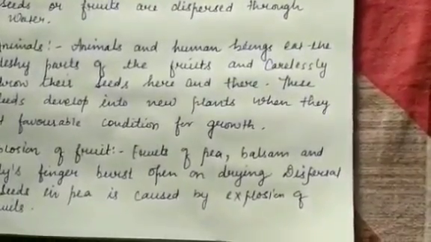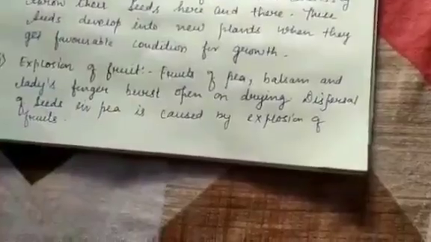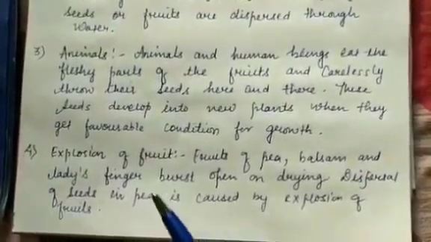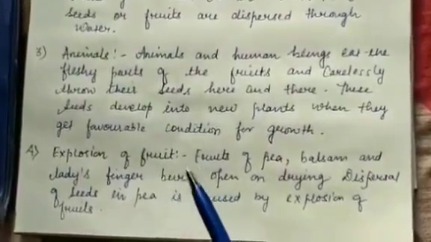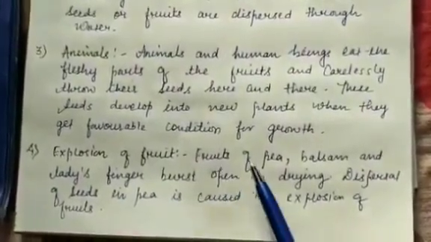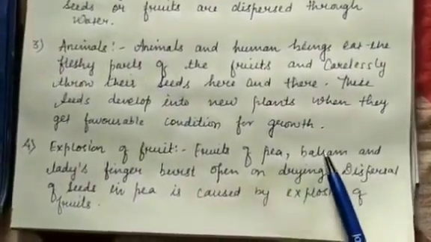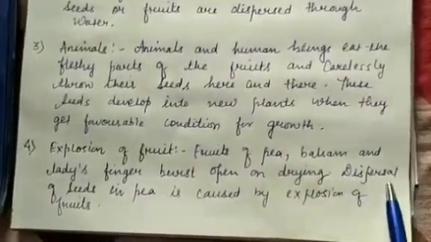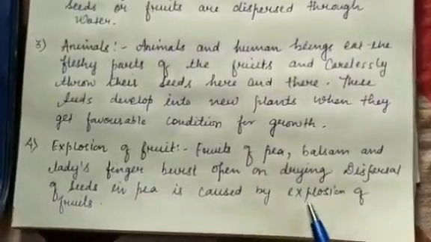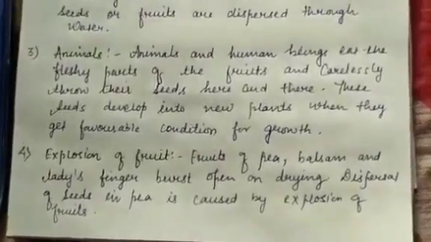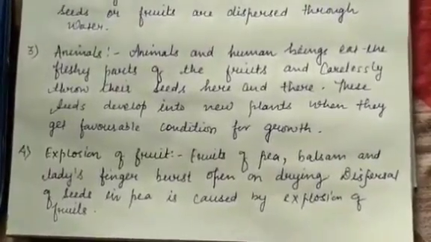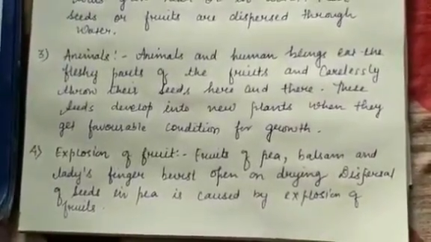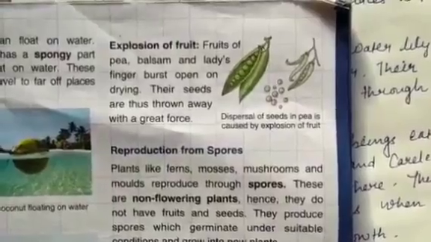Now the next one is explosion of fruit. I will explain how seeds get dispersed by explosion. Fruits of pea, balsam and ladyfinger burst open on drying. Dispersal of seed in pea is caused by explosion of fruit. It means fruits of balsam burst open when they start drying up. After this, the explosion of fruit takes place. I hope this is clear.